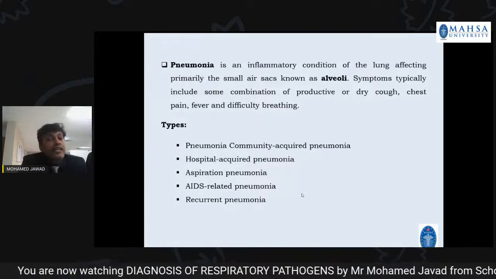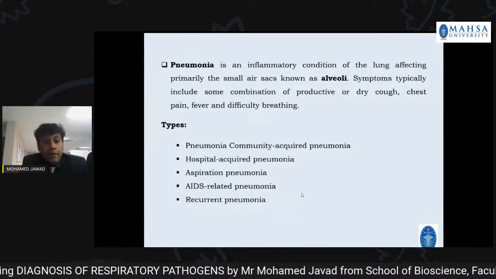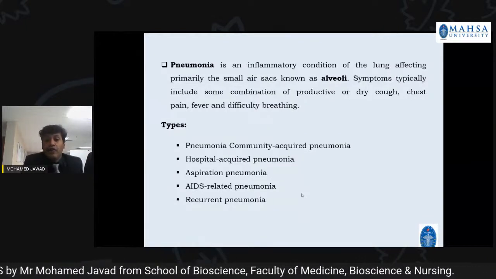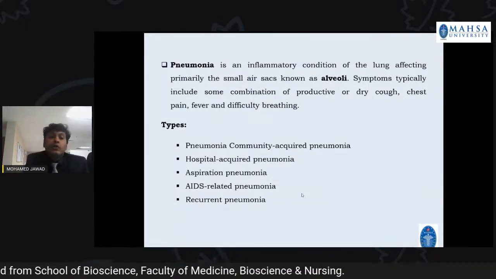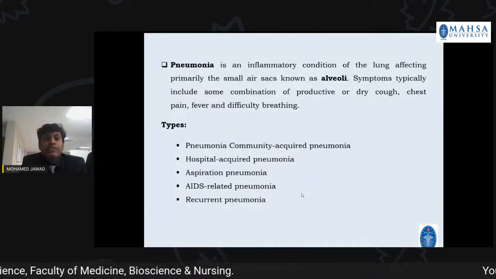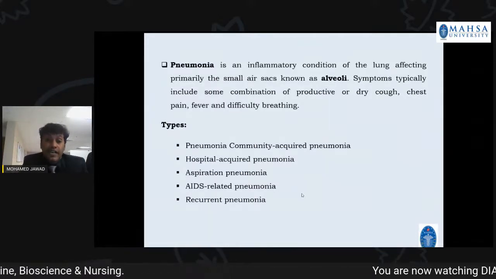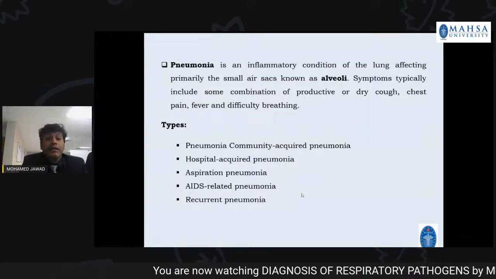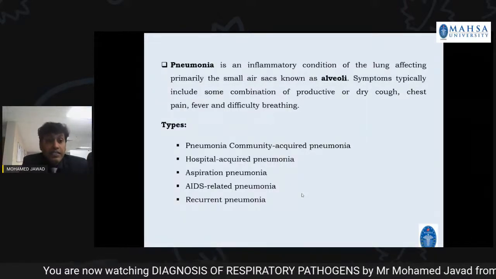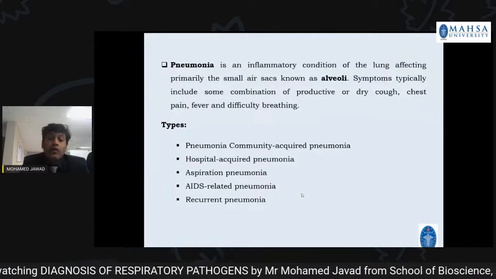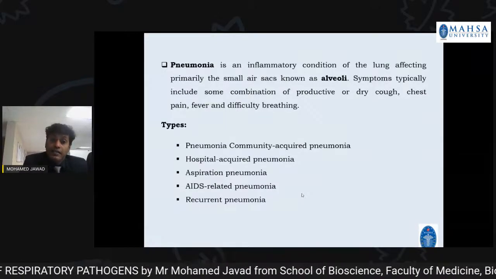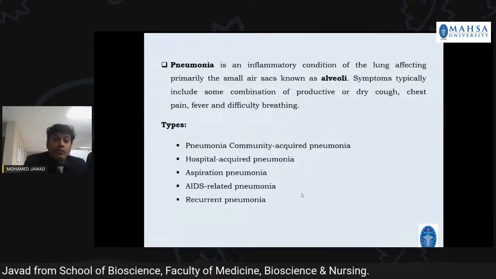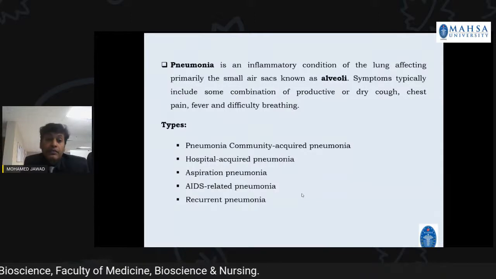It's an inflammatory condition of the lungs affecting primarily the small air sacs known as alveoli. It typically includes some combination of productive or dry cough, chest pain, fever and difficulty in breathing. It's one of the killer diseases in children, and a lot of people die due to this disease. In 2017, around 2.5 billion people died with this disease.